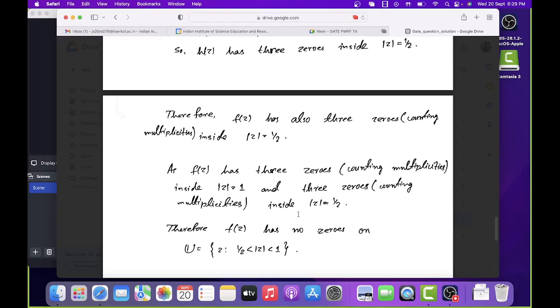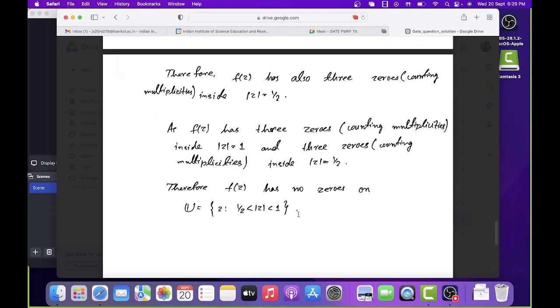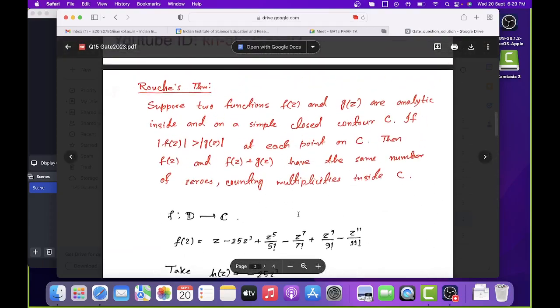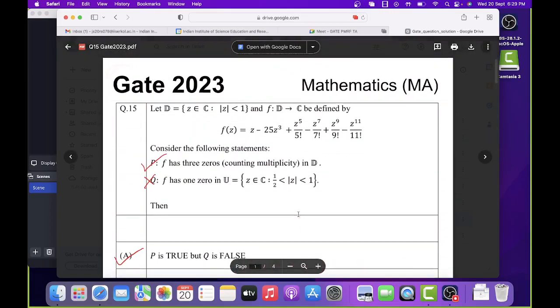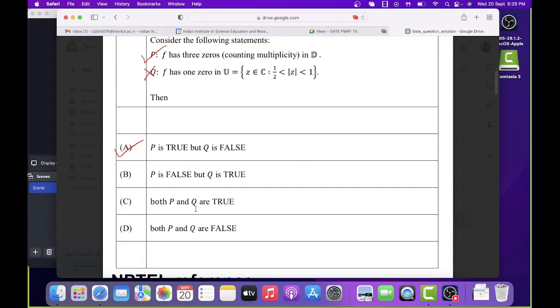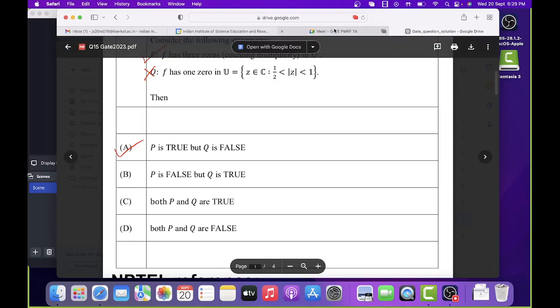So therefore it means there are no zeros in the annulus, right? Because with the circle of radius half, all 3 zeros are there. Means there is no zero in this annulus, right? So therefore option Q is false. So the first option is correct: P is true and Q is false, right?